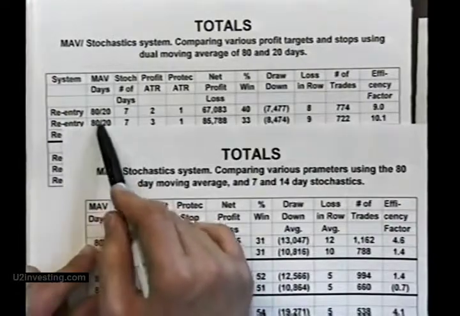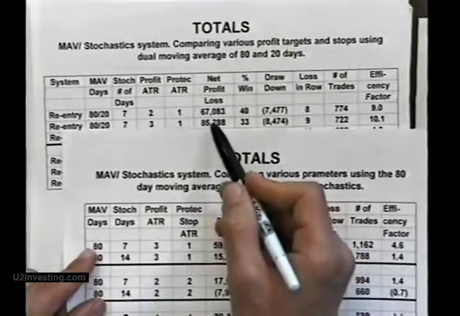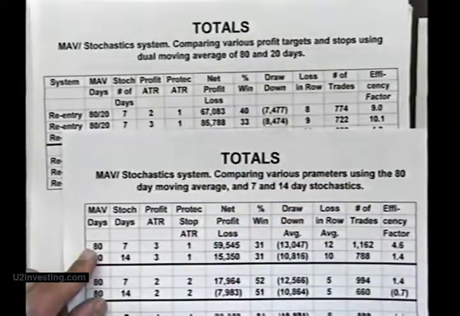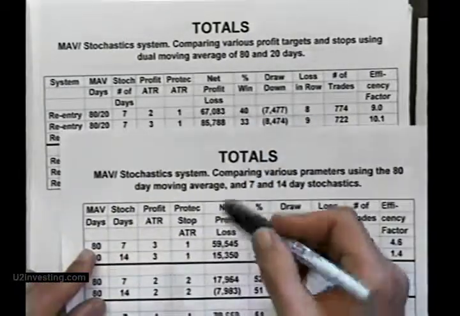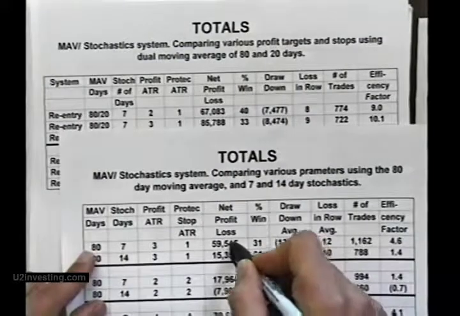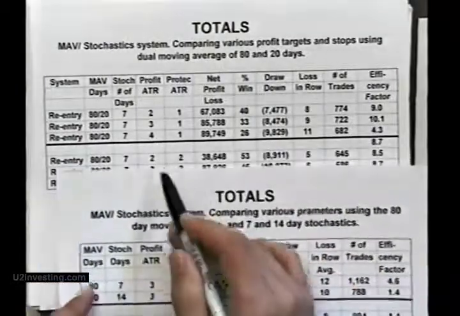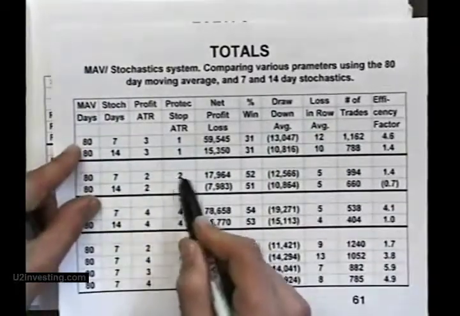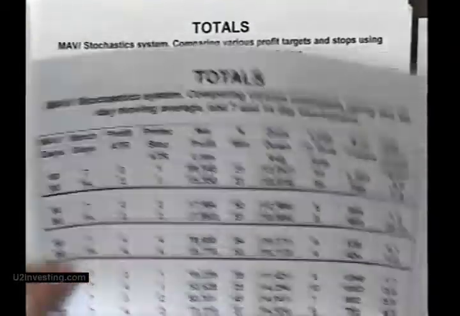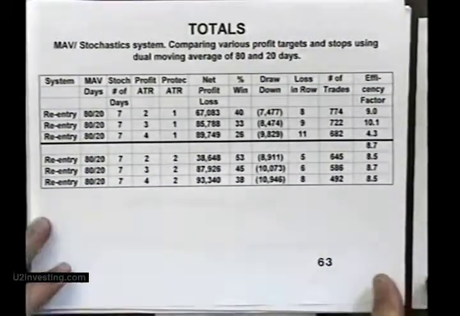Here we have 7-day stochastics, 80-day moving average. Here we use 80 and 20. Here's the parameter 3 by 1, 3 by 1, and it's hard to see unless you look at your manual. This is page 61 and the other one is page 63. So here we made $59,000 profit. The dual moving average made $85,000 in profit. Let's look at another parameter here. 2 by 2 made $38,000, whereas 2 by 2 here made only $17,000. So again, as you can see, taking into consideration the long-term and the short-term moving average did substantially better.